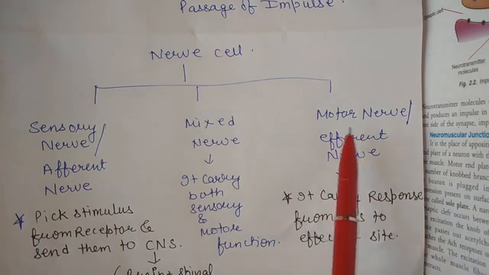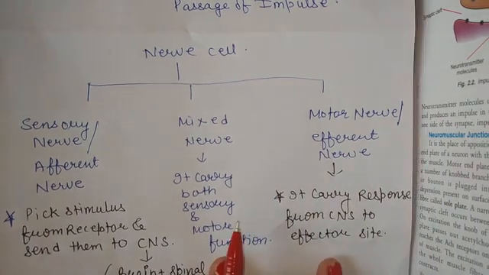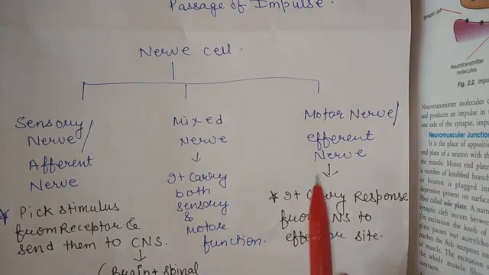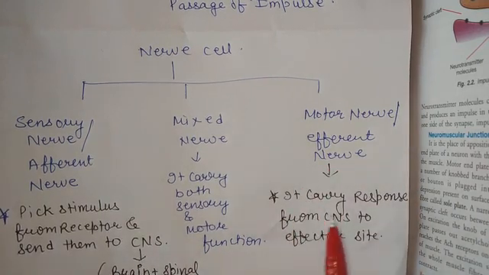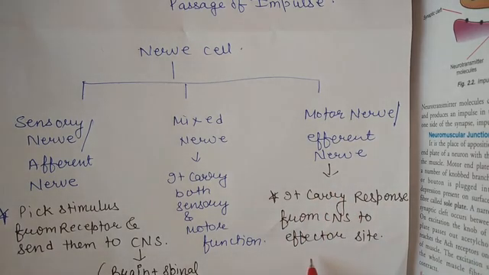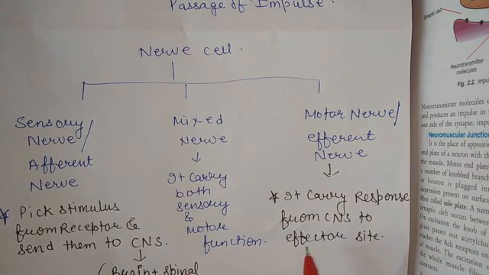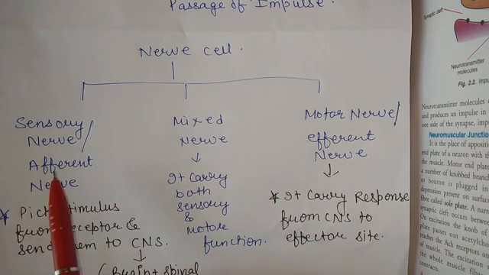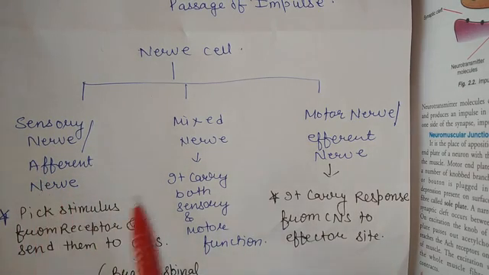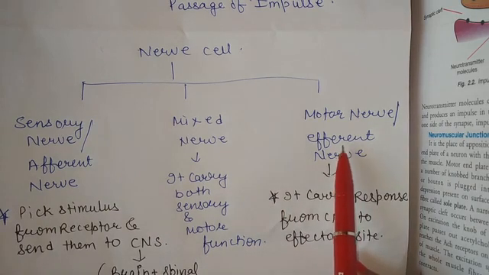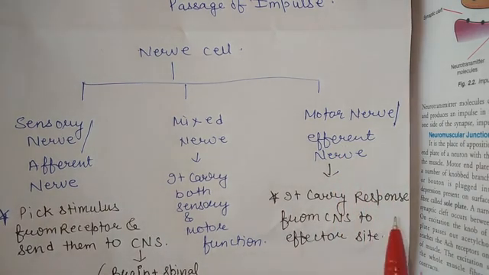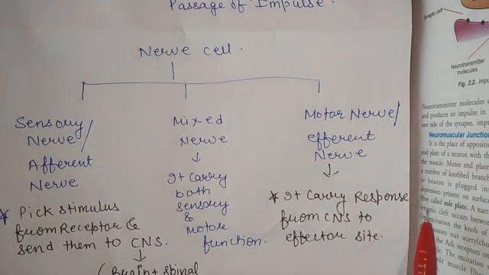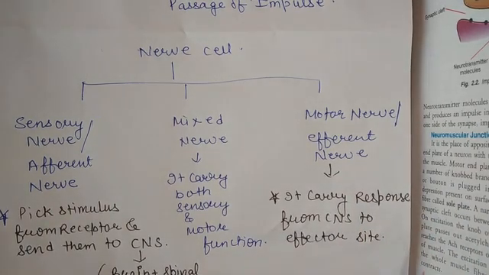Next one is the motor nerve. Motor nerve sends response from the CNS to the effector sites, like the muscles of the hand or the body organ or the tissue. So sensory nerve sends message in the form of stimulus from receptor to the CNS, and motor nerve sends response from the CNS to the effector site.